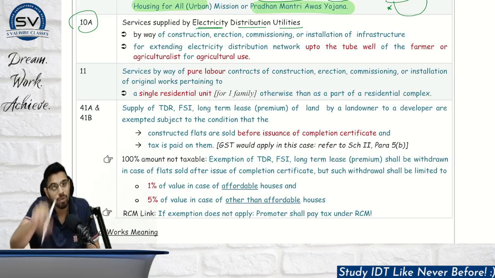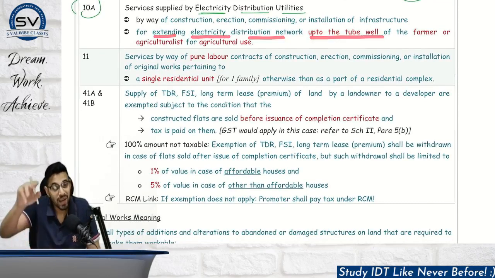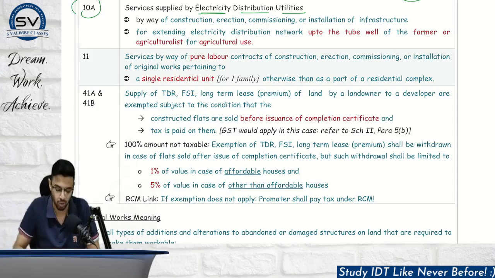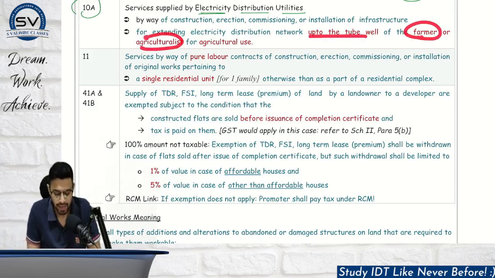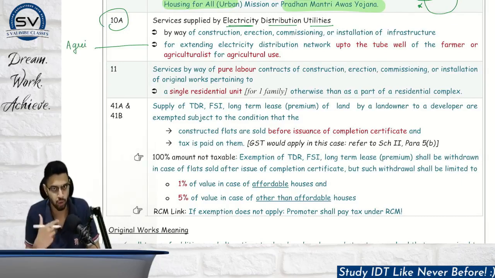But what is the purpose of infrastructure? For extending electricity distribution network up to tube well. So electricity for the purpose of irrigation, so that manual efforts of the farmer are reduced, right? So up to the tube well of the farmer or agriculturist for agriculture use. So point to be focused upon is this is happening for agriculture use, and again agriculture is an important subject for our country.